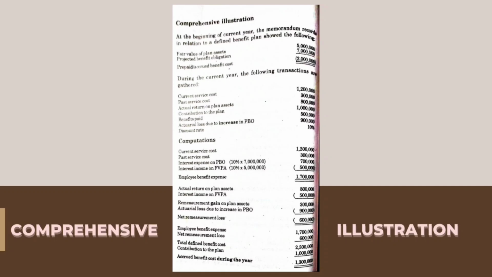So total defined benefit cost. It is just addition between employee benefit expense and net remeasurement loss. We will get 2,300,000, and contribution to the plan, which is 1 million. So we will subtract to get the accrued benefit cost during the year, which is 1,300,000.